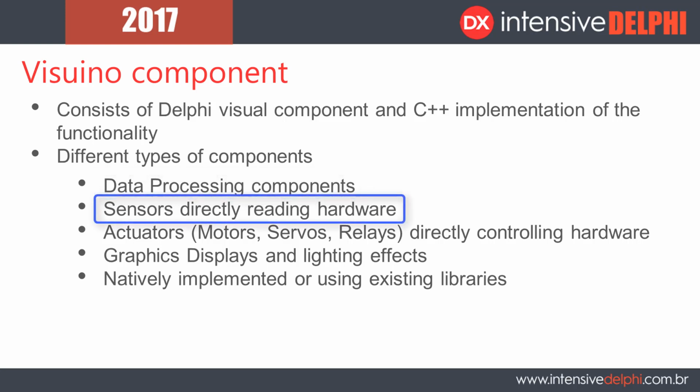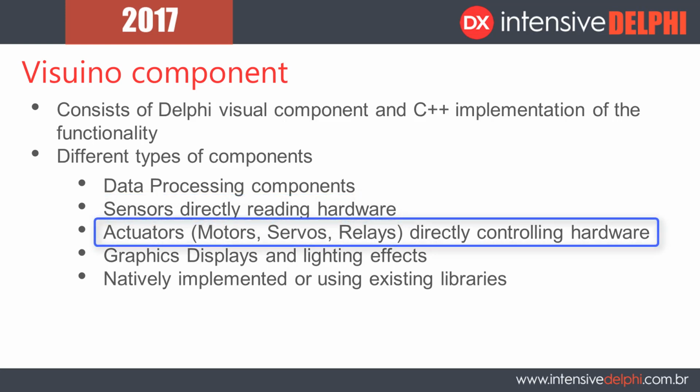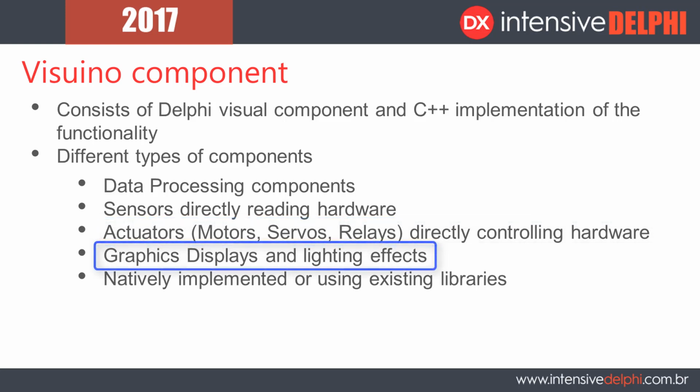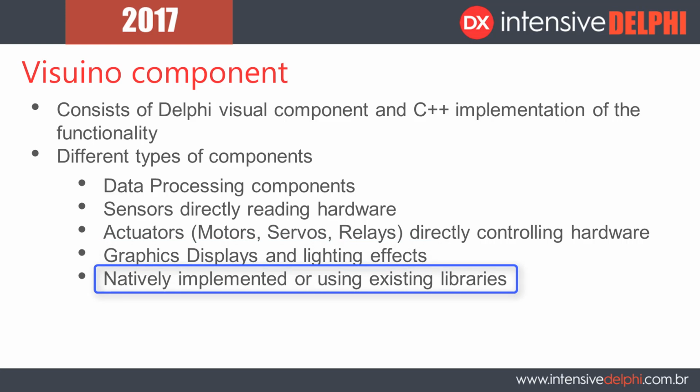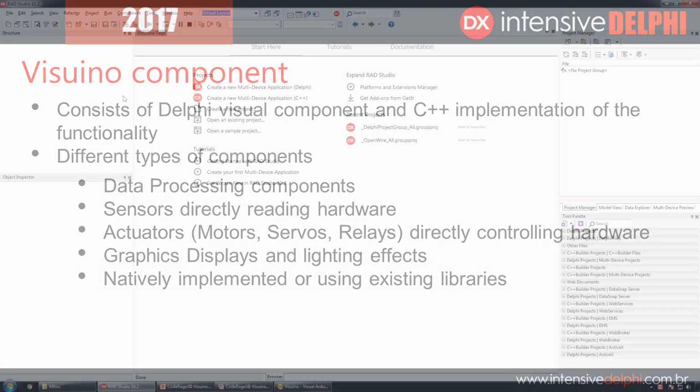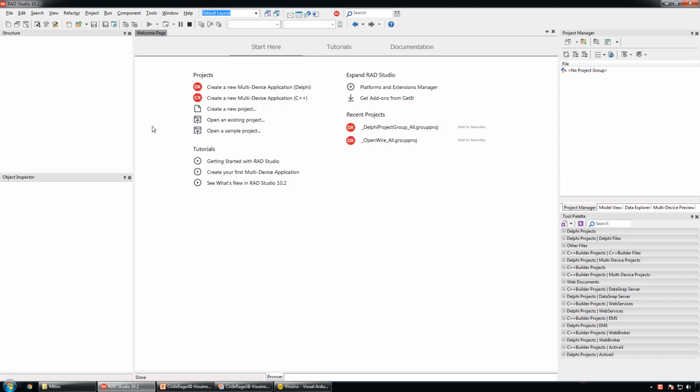There are also sensor components directly reading data from hardware, actuator components controlling motors, servos, relays, and others directly controlling the hardware. There are graphics displays components and lighting effects, controlling things like NeoPixels or DotStar LEDs. The components can be completely implemented in our C++ code, or our C++ code can use existing Arduino libraries. The Visuino Components SDK comes with some example components.